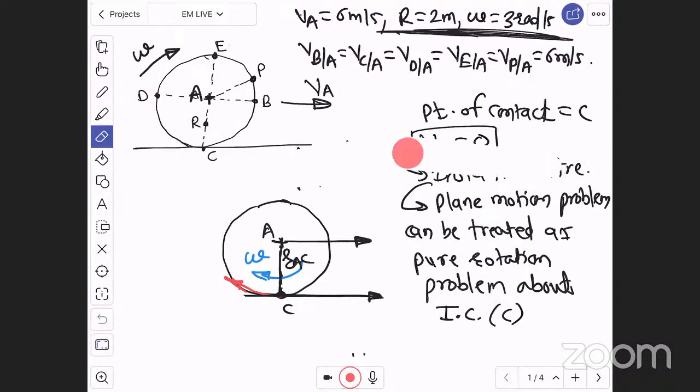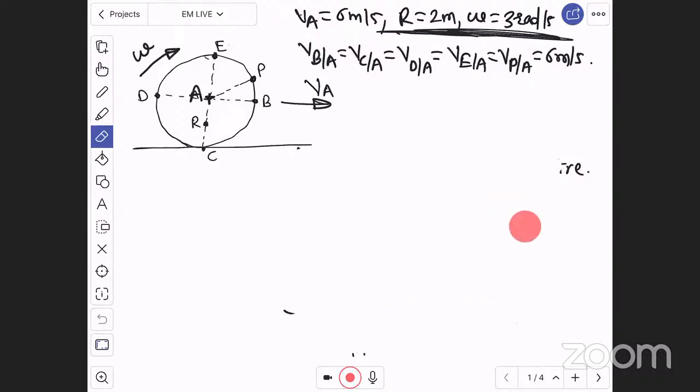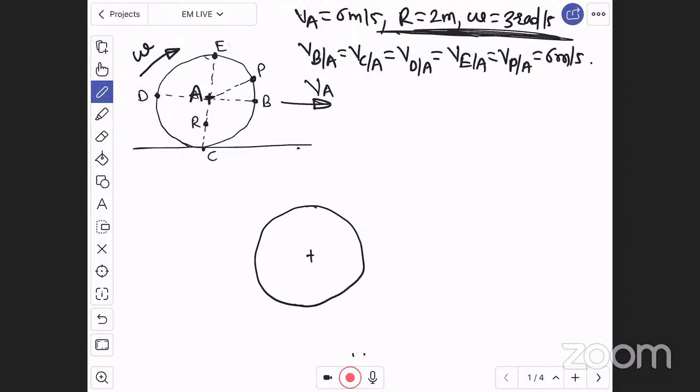Now let us go for velocity of D, right? We are going to see velocity of point D. Now here the wheel is rotating, there is a wheel like this, and the center of wheel is at A. This is the ground. The center of wheel is A, which is going towards right, with velocity of A nothing but 6 meter per second.